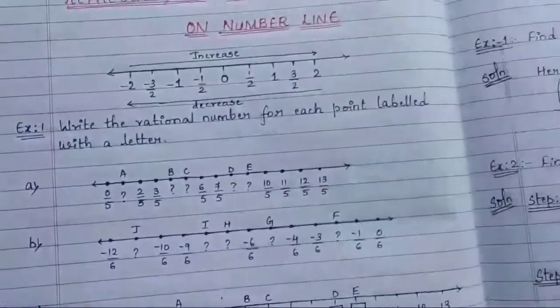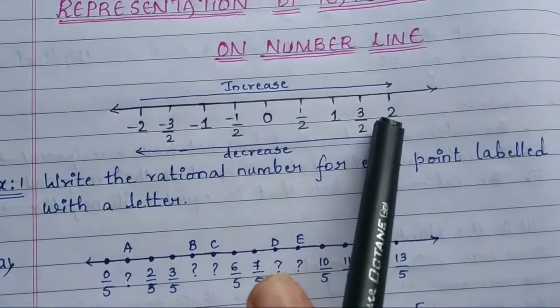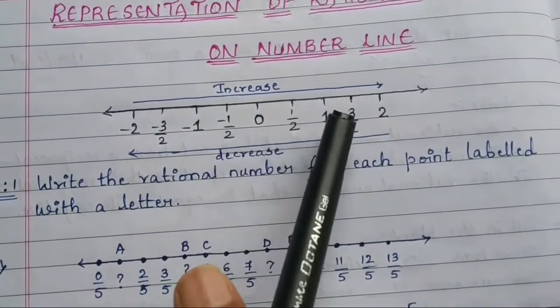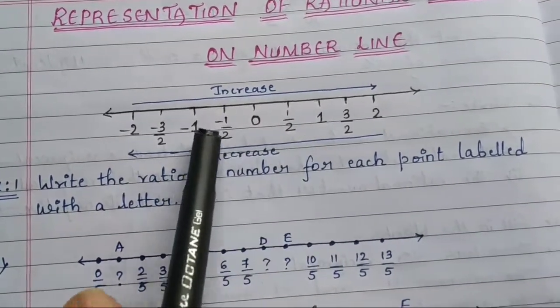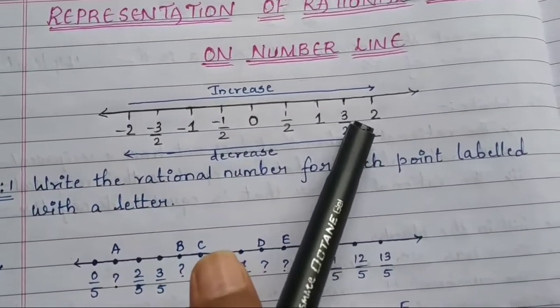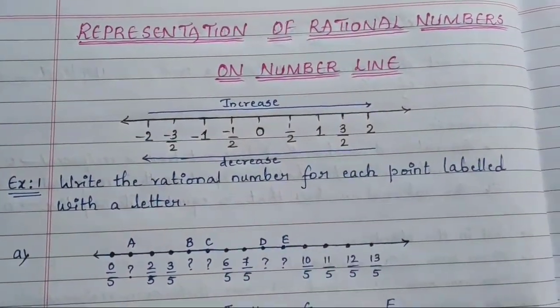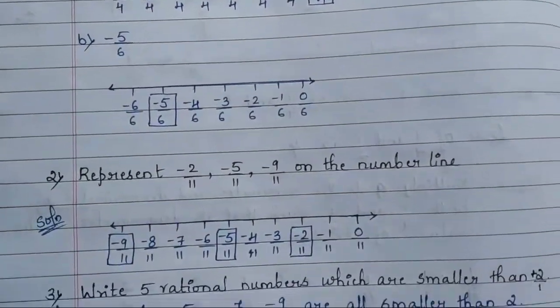As I have said you here, so 2 is here and this will be decreasing. Here the value will be decreasing. So it means all these numbers which are provided here are less than our plus 2. So you can write any number out of this number and you can tell that it is less than 2. Okay. So for the sample I have written few answers here.